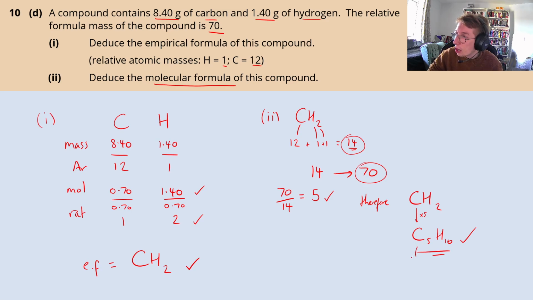So we've got 5 carbons, so that's 5 lots of 12. We've got 10 hydrogens, that's 10 lots of 1. 5 times 12 is 60. 10 times 1 is 10. 60 plus 10 is equal to 70. So we've double checked our answer. We can be sure it is right. And that's pretty much everything that you need to know about empirical formulae.